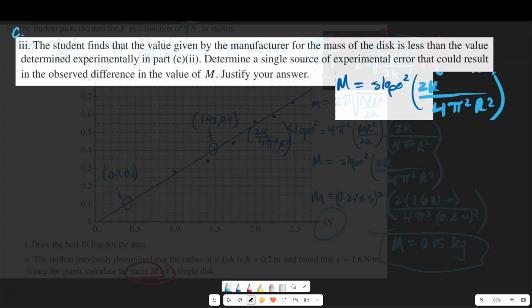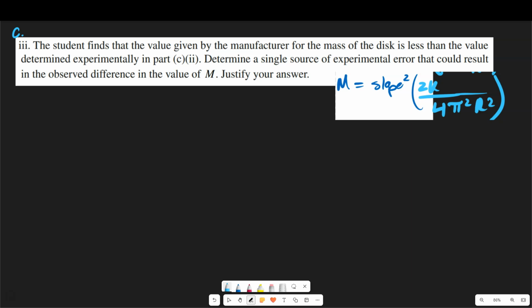Okay, and so part 3 says the student finds the value given by the manufacturer is less than the value determined experimentally. Determine a single source of experimental error that could result in the observed difference. So we had already basically calculated what the mass is going to be and set up that whole equation. So what would make this less, a lesser number? Well, one thing that would make this lesser, we could do a couple different things, but an easy way of doing this is just to say if the radius was greater, like if this was greater, that would cause this m value to go down, right?